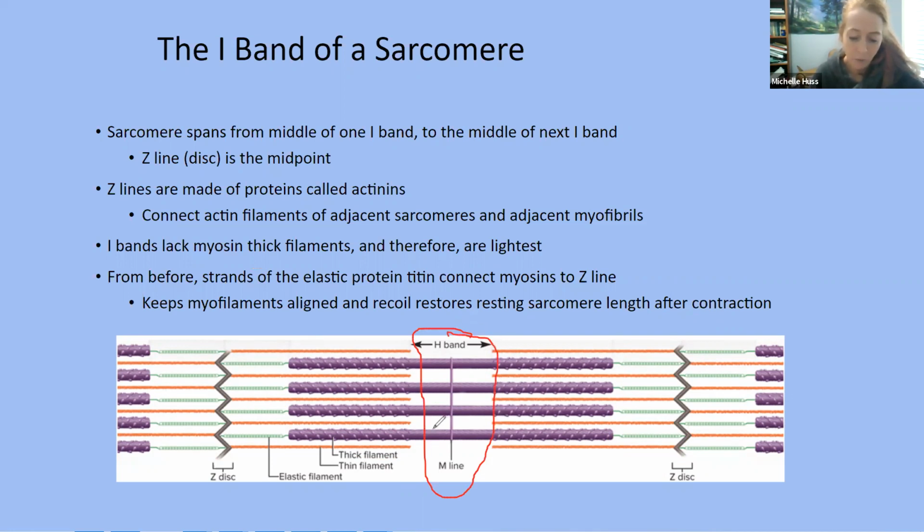Middle of the A band, only thin filaments, okay? Only thick filaments is the H zone. The M line is the very middle of your sarcomere. And the middle of the sarcomere does support myosin. Okay, we said that. Good.